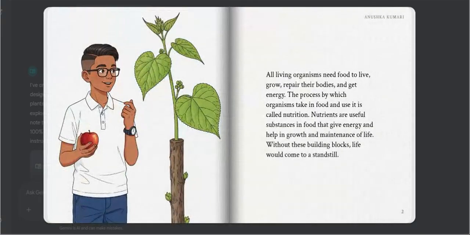All living organisms need food to live, grow, repair their bodies, and get energy. The process by which organisms take in food and use it is called nutrition. Nutrients are useful substances in food that give energy and help in growth and maintenance of life. Without these building blocks, life would come to a standstill.